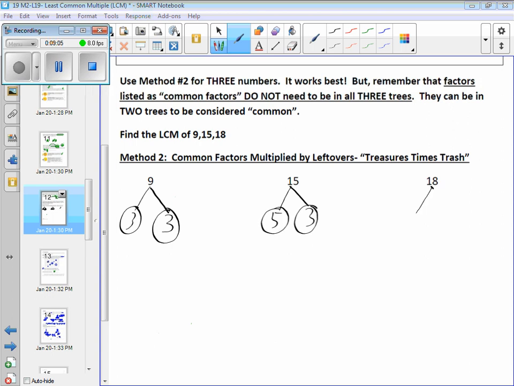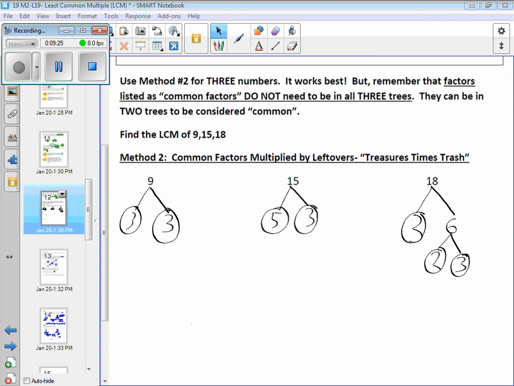And while she's doing that, remember, we're trying to find the lowest number that 9 can go into, 15 can go into, and 18 can go into. Not so easy to do that in your head. Not saying that you can't do it, but it could take a while. All right, step aside. Let's see. How do the trees look? Do your trees match up? Okay.